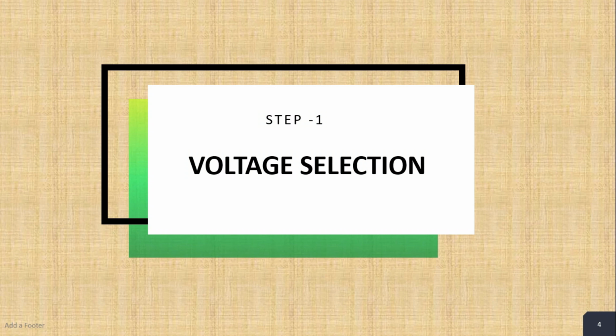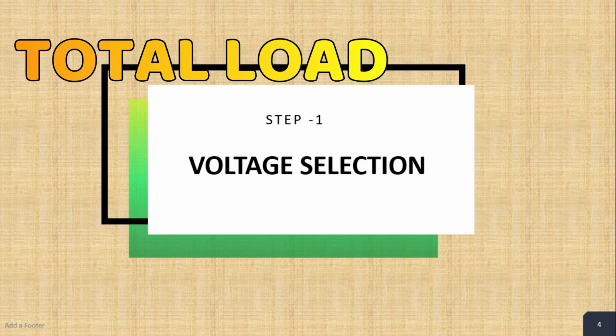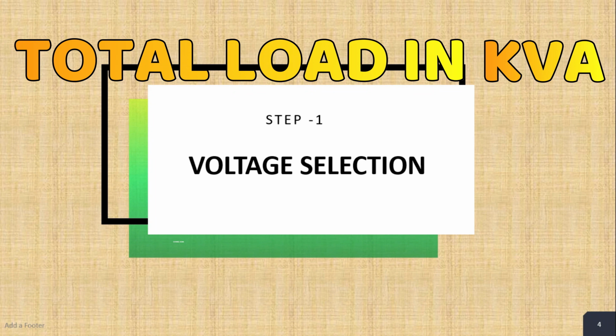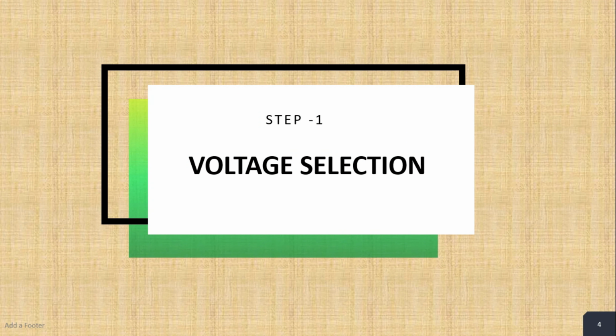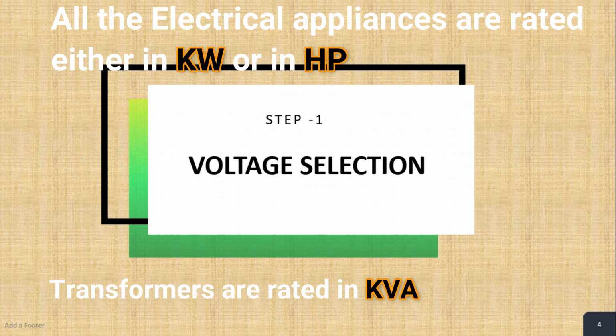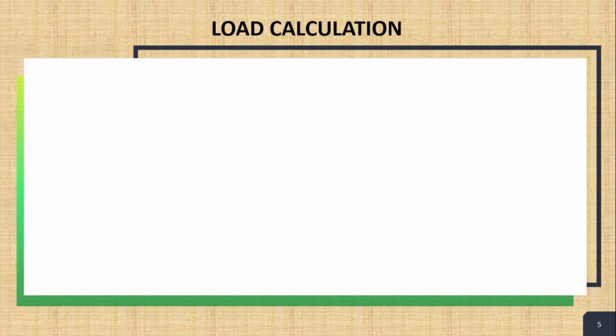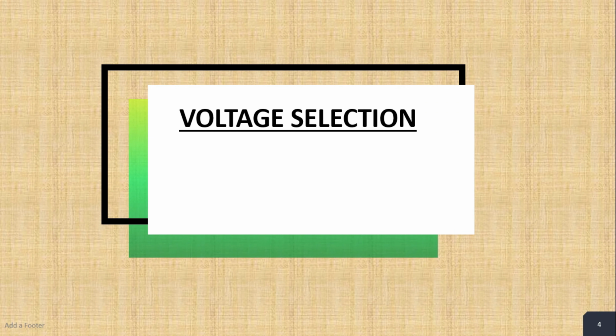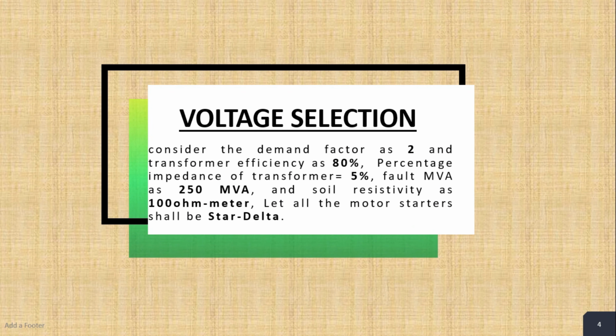Now let's discuss step 1, voltage selection. To select the voltage, first we have to calculate the total load requirement for the project in kVA. As we know, all the electrical appliances and machines except transformers are rated either in HP or in kW. Transformers are rated in kVA only. Let me explain the design with an example.